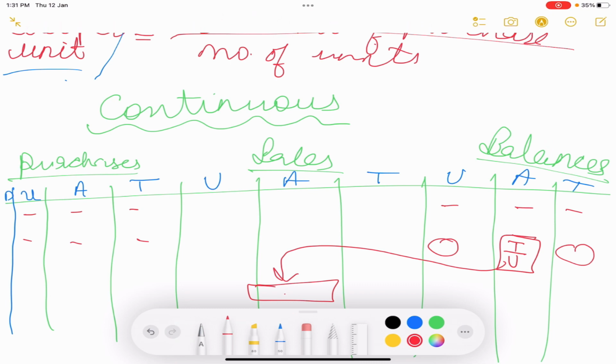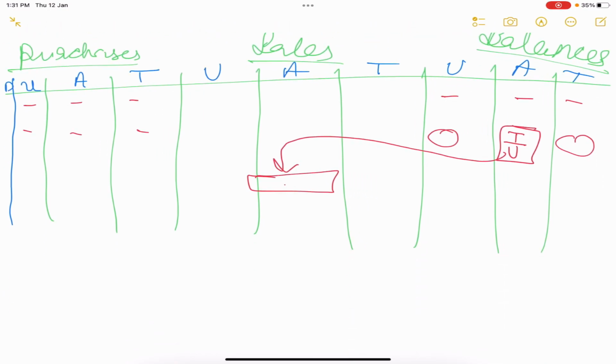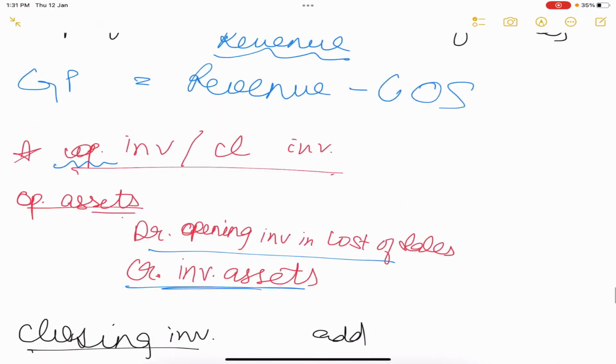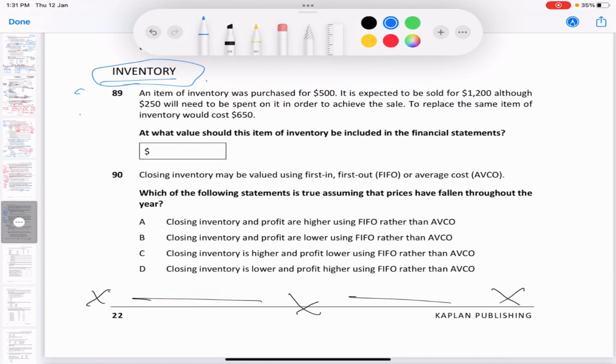Again, I'm repeating, if you do not understand this, I'm not going into the detail in this video because this is just a revision video. You have to go and watch the study text video. I have linked it in the description box below. So this was it with our chapter. This is what our inventory chapter is based on. Now let's go back to the exam kit.